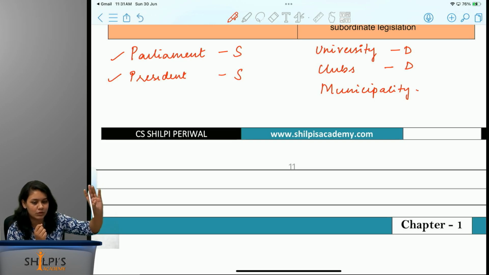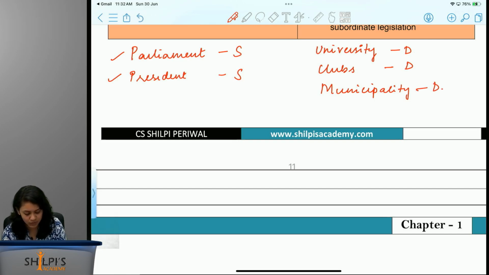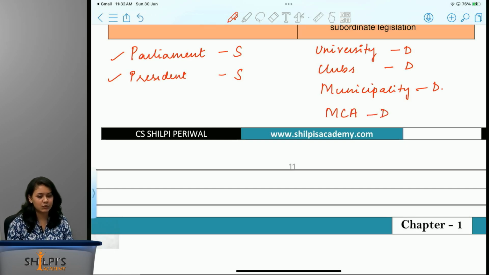Who is saying supreme authority? One, two, who's saying delegated? Why delegated? Does not come directly under the Constitution. Only center and state government, that is Parliament and State Legislative Assembly, are created by the Constitution itself. But your municipalities are given authority under respective state governments. Okay, so they come under delegated authority. Now, we have Ministry of Corporate Affairs. Supreme authority or delegated authority? Delegated authority. Okay, so this is the difference between supreme and delegated.